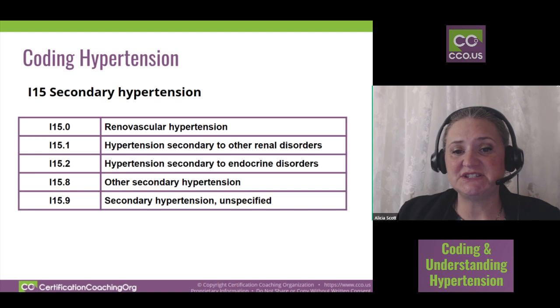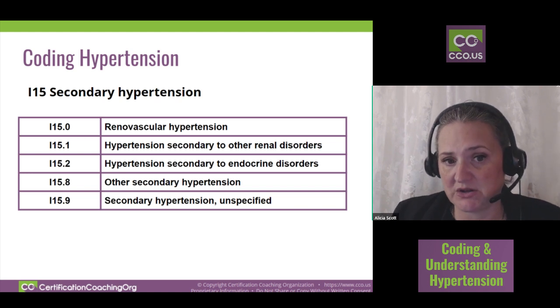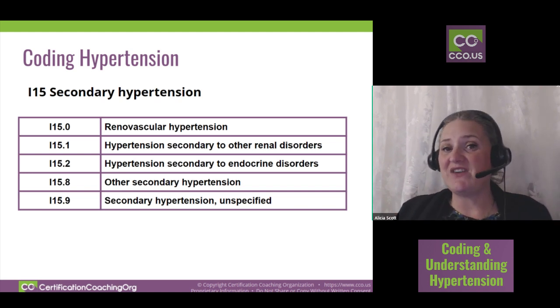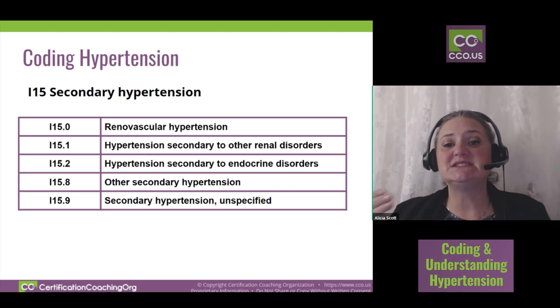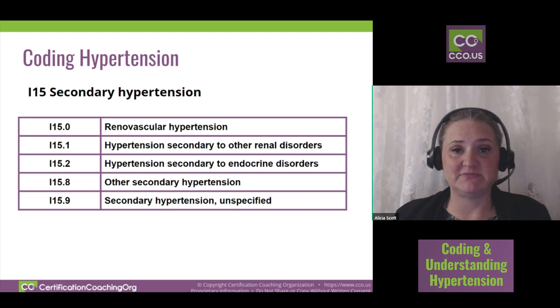I15.1, hypertension secondary to other renal disorders. So it's not the vascular system around the kidneys that's causing the hypertension. It's some other renal disorder that's causing it.